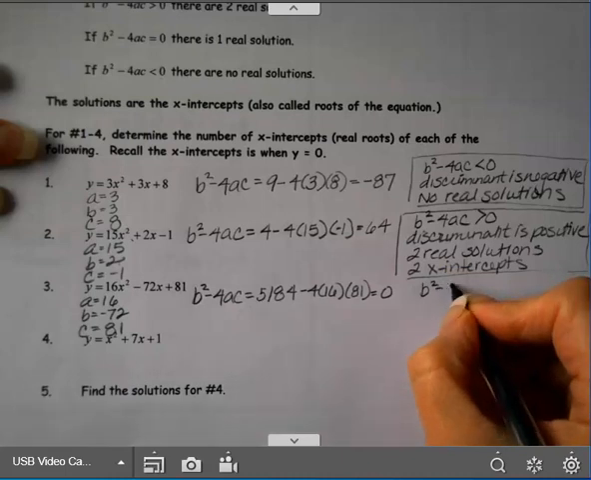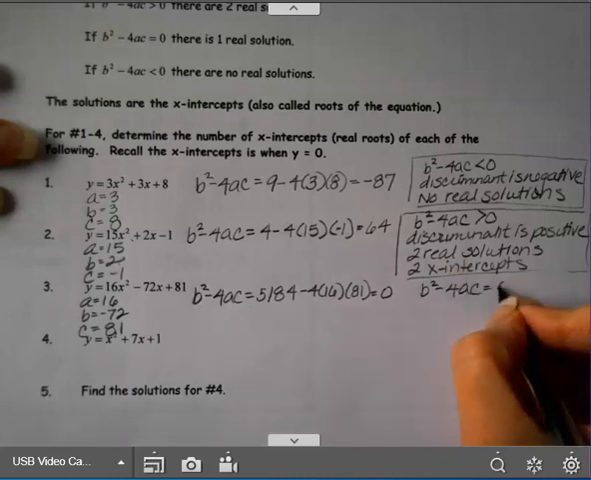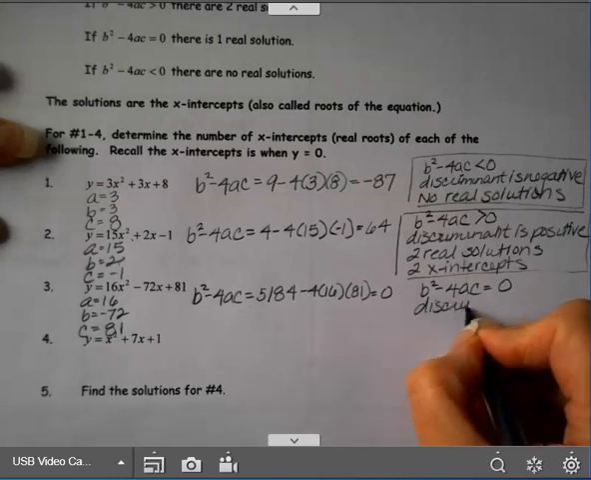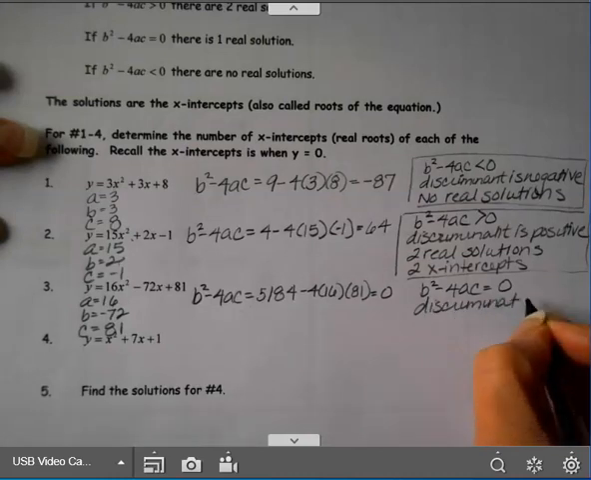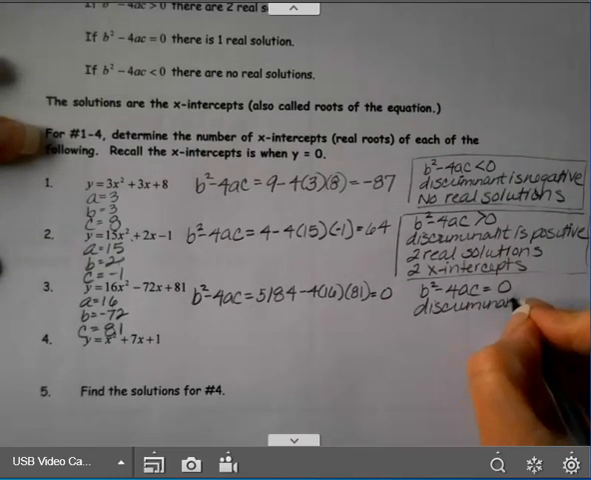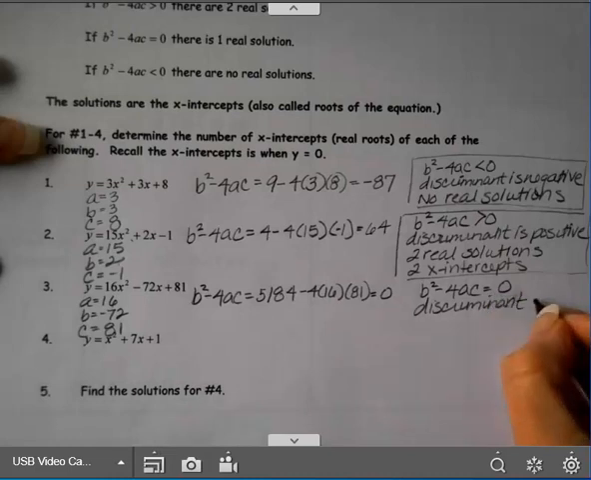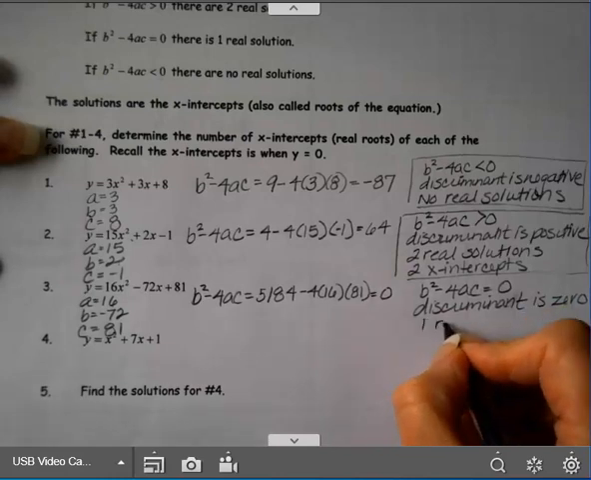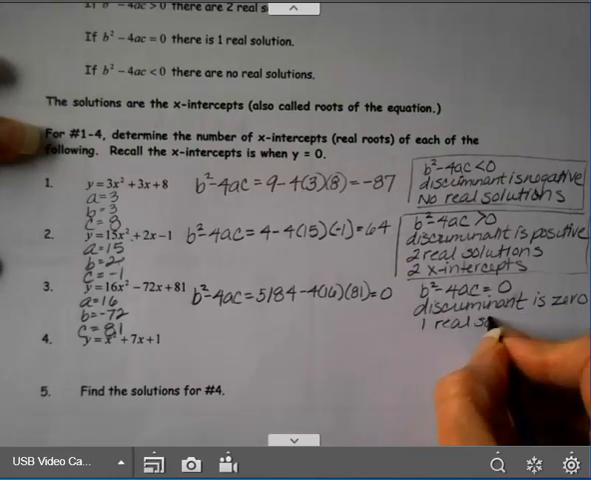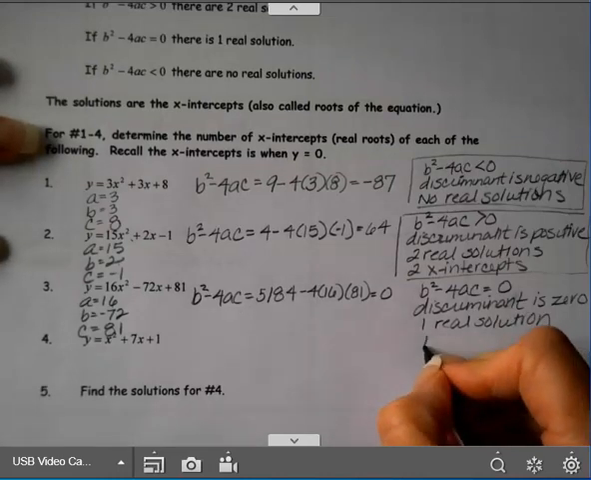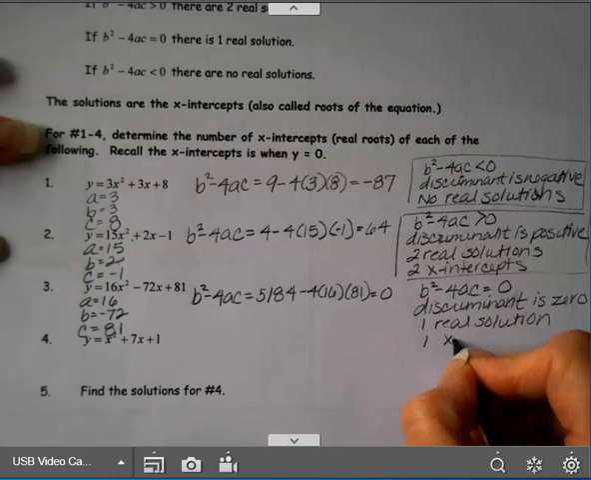Since b squared minus 4ac equals 0, my discriminant is 0. That means that there is one real solution, and it's going to touch the x-axis once. There's one x-intercept.